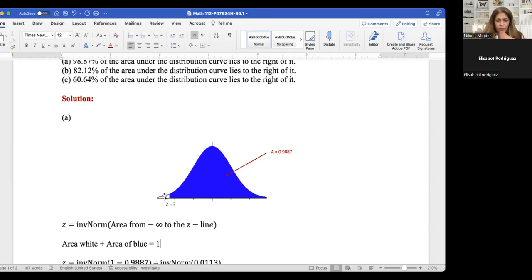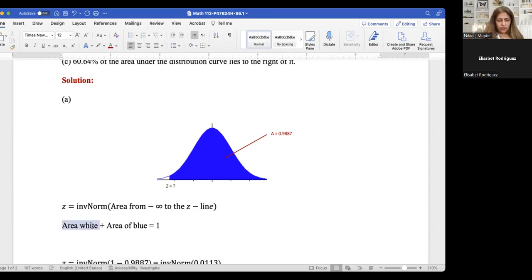Here, area of the white piece plus the area of the blue is 1. Now, if I'm looking for the area of the white, I say the area of the white equals... I'm going to subtract area blue from both sides. 1 minus area blue, which is 1 minus 0.9887. And that is equal to 0.0113.